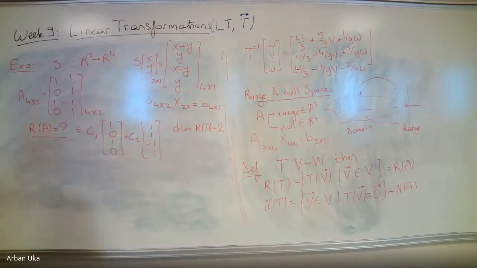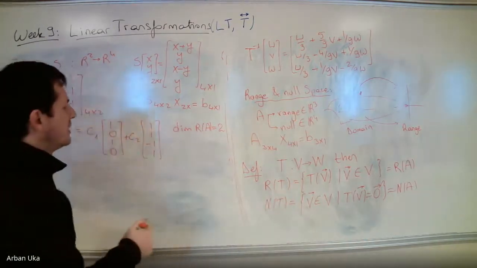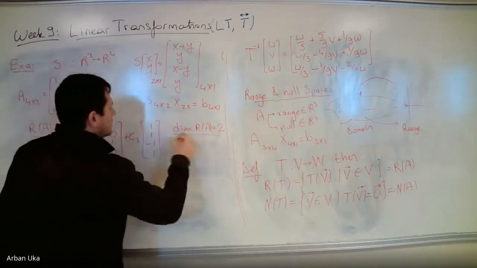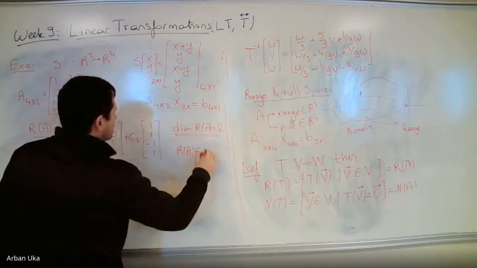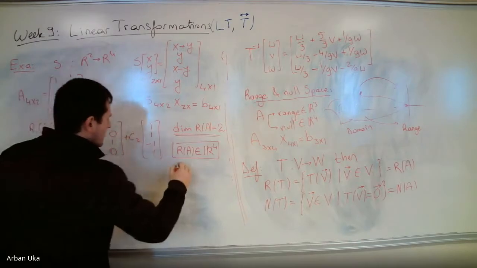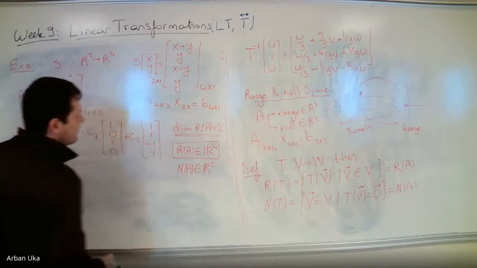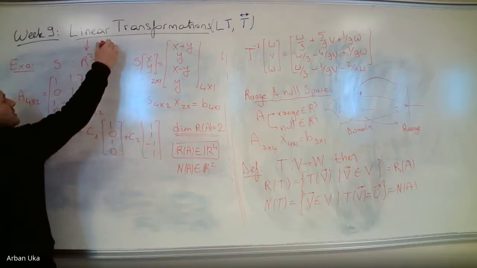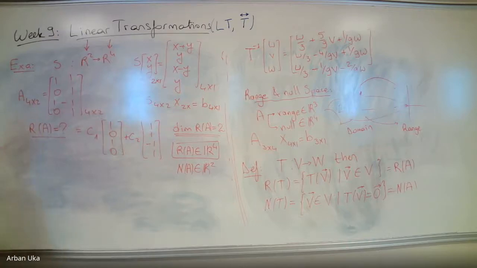We want the null space of A. So the range of A is a subset of R4, right? We should not forget this. And the null space of A is a subset of what? Of R squared, because we pick it from here, and the range should be projected into here. And the question is, what is the null space of A?